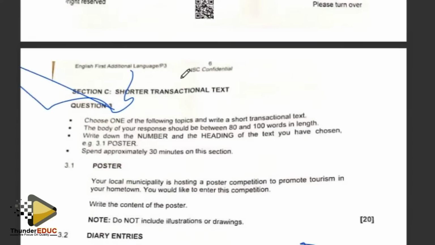They are telling us to choose one of the following topics and write a short transactional text. The body of your response should be between 80 and 100 words in length. Write down the number and the heading of the text that you have chosen, e.g. 3.1 poster. So the poster is the first one that we have been given there. Let's just see what we are supposed to do.